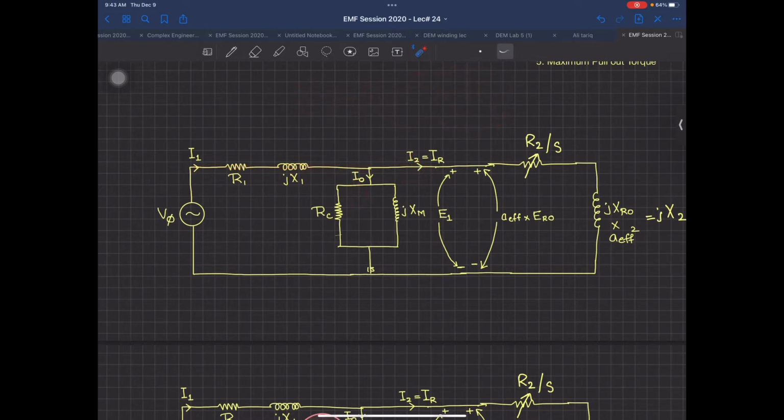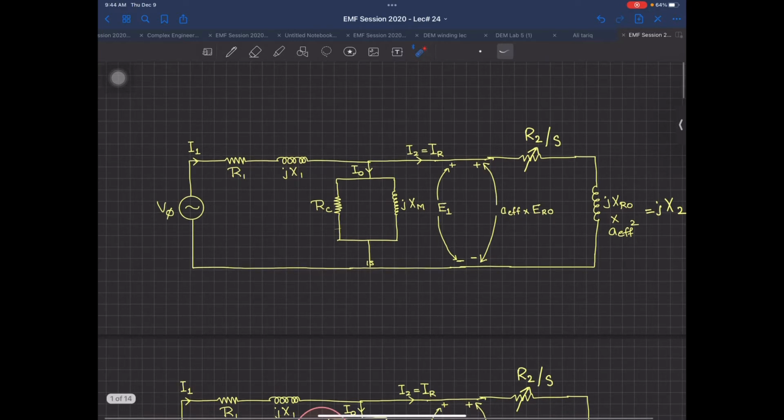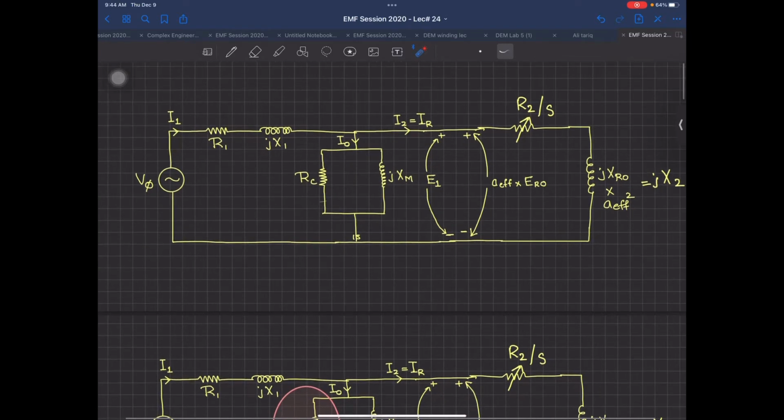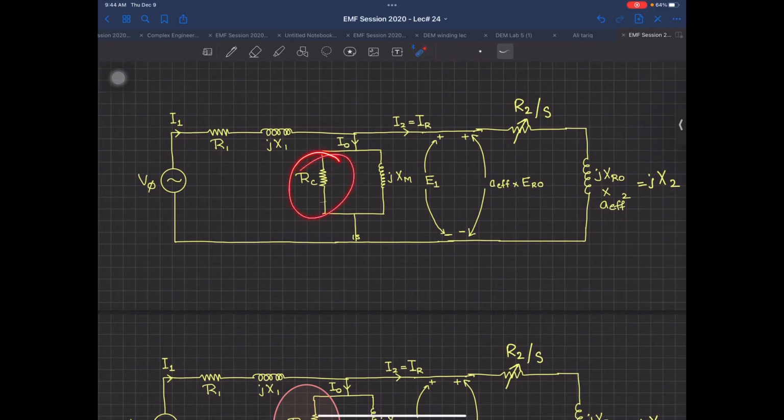So today we are going to modify this circuit, and based on that modification we are going to find current I2 in a little easier way. The first approximation we are going to make, you can call it an approximation, but practically it is sometimes given in the data. Now what was RC? RC was the core losses inside the induction machine. Now if the machine is working at a constant load, listen to this very carefully, this means R1 plus jX1, their drop is going to be constant.